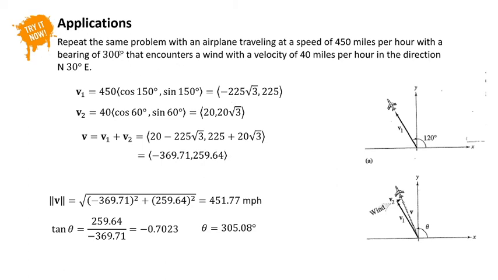And we started off going at a bearing of 300 degrees. The wind is making it so that it's a bearing of about 305 degrees from the North Pole heading here.